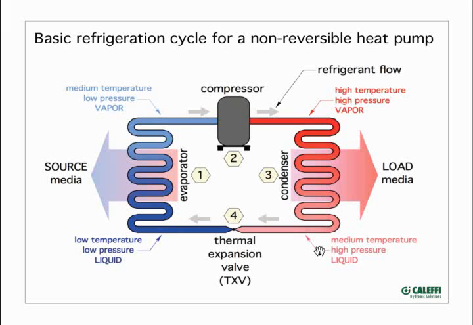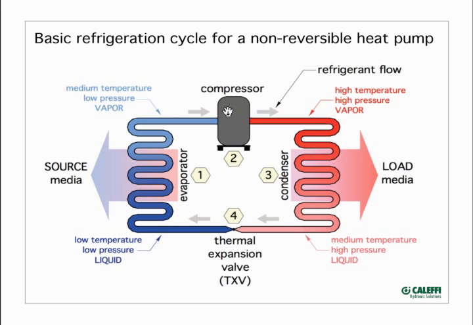For those that are very new to heat pumps, here's a basic diagram of a refrigeration system. Starting over on that left-hand side, you see there's a source media. We can just say that's water from the ground. We have that blue coil, which is representing tubing with a refrigerant in it. The refrigerant is absorbing heat from that source media, which is causing the refrigerant to evaporate.